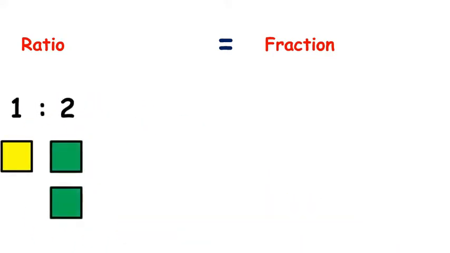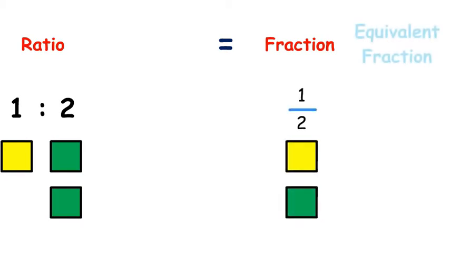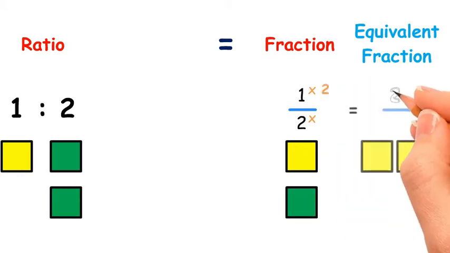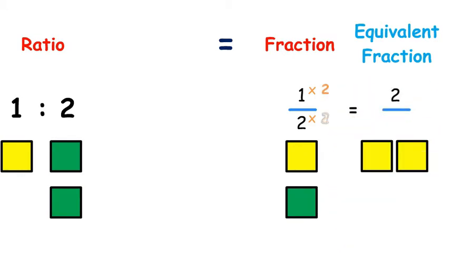As we have mentioned before, mathematically ratios and fractions are equal. Let's suppose we have a ratio 1 is to 2, or fraction half. How do we get the equivalent fraction? As you know, by multiplying numerator and denominator with the same number. For example, 1 times 2 equals 2, 2 times 2 equals 4. This is the equivalent fraction.